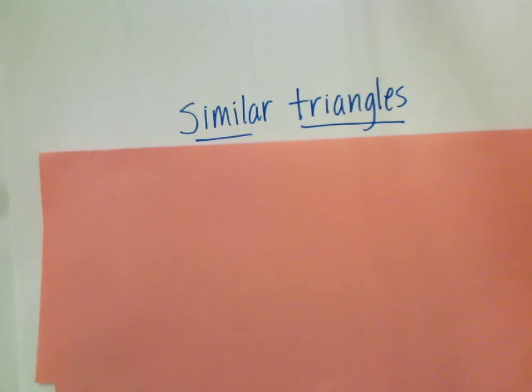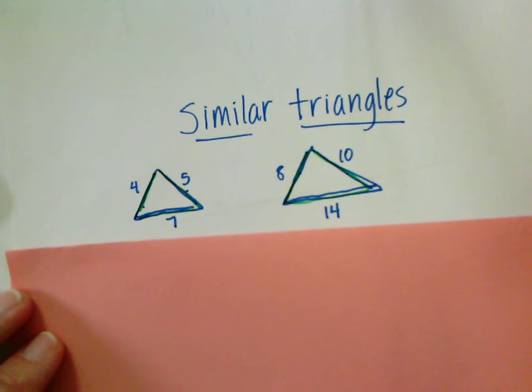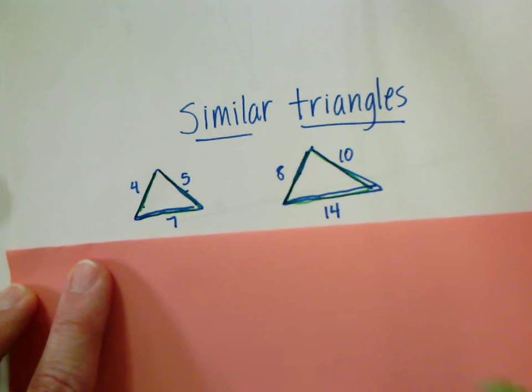Okay, we have been looking at proving two triangles similar. We have looked at two different ways to prove triangles are similar. One way was when you're given two triangles and you know their corresponding side lengths, you can prove they are similar or not similar by looking at the ratios of corresponding sides.